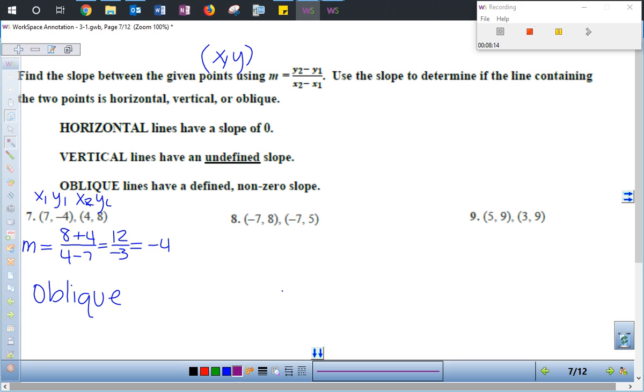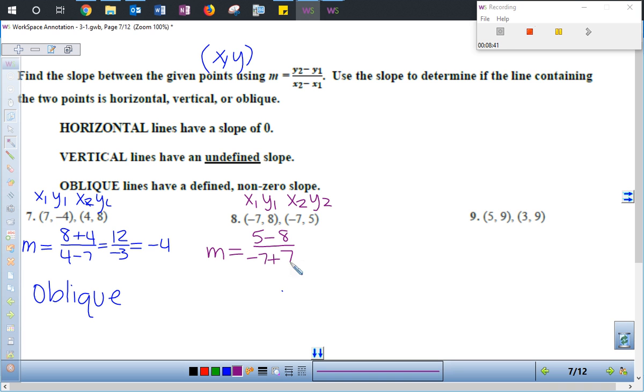On number 8, we're going to go through this again. We're going to have two ordered pairs here. We're going to call one x sub 1, y sub 1, and the second x sub 2, y sub 2. If you switched those, that's okay, you'll get the same result. So now we're going to substitute it in. m equals y sub 2 minus y sub 1 over x sub 2 minus x sub 1. So I want 5 minus 8 over -7 minus a -7, which we wrote as -7 plus 7. Now 5 minus 8 gives me -3 over -7 plus 7, which gives me a 0.